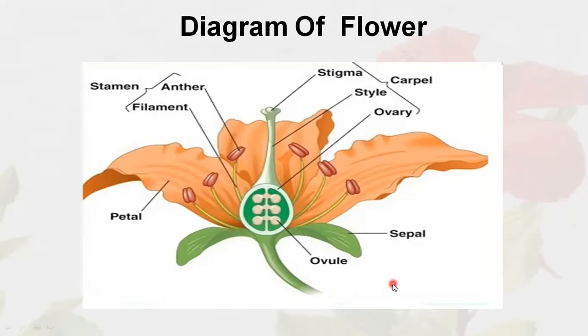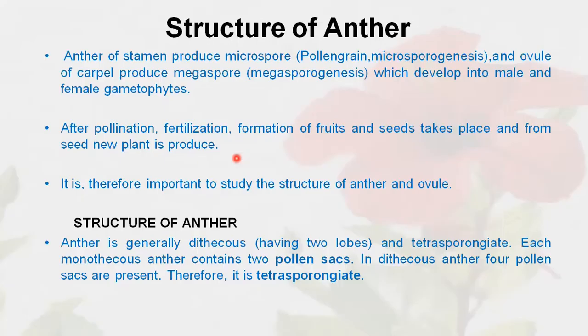Now, for the formation of male gamete, which is essential for fertilization, we must know the structure of anther in detail, because it gives us male gamete from the pollen grains. Structure of anther: anther of stamen produces microspore, means pollen grains. The process is known as microsporogenesis. And ovule of carpel produces megaspore, known as megasporogenesis. Means anther of stamen and ovule of carpel give us male and female gamete for reproduction.